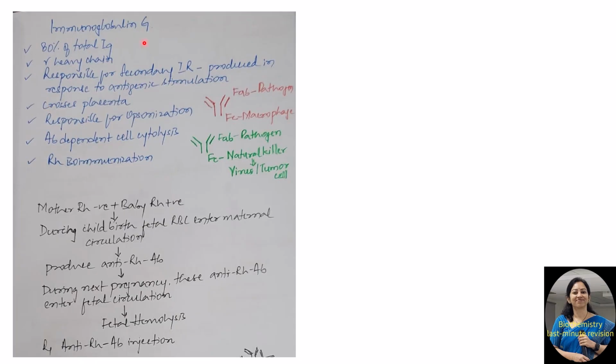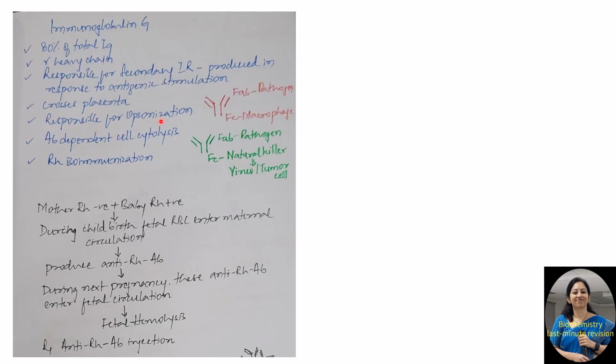So coming to individual immunoglobulins, immunoglobulin G constitutes 80% of the total immunoglobulin. It is called G because it contains gamma heavy chain. Now this immunoglobulin G is responsible for secondary immune response. It means that this immunoglobulin is produced in response to antigenic stimulation. So it can cross the placenta and confer the antibodies to the growing fetus.